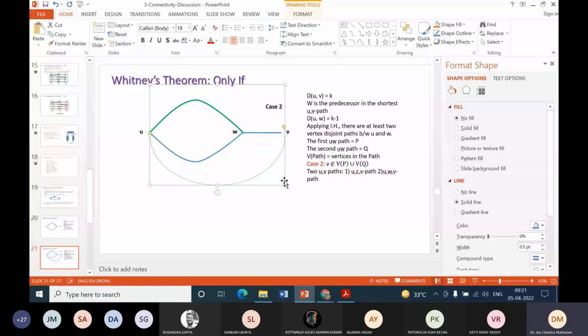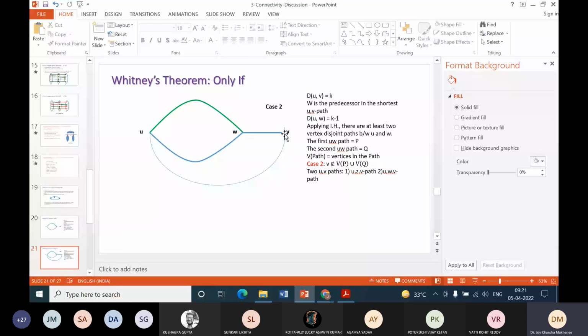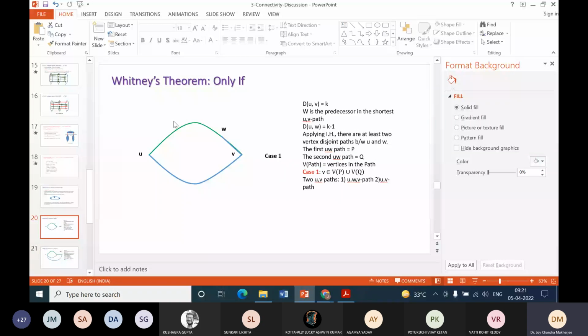Okay. So that path may be like this. If this path is totally disjoint from all these vertices, then we are done. So what I am saying, the first case, what was our first case? Our first case was that V belongs to either path P or path Q. Here it is, suppose this V belongs to path Q.